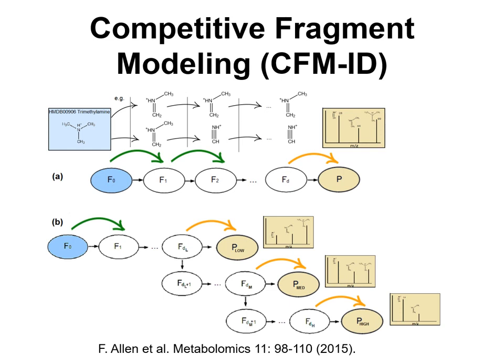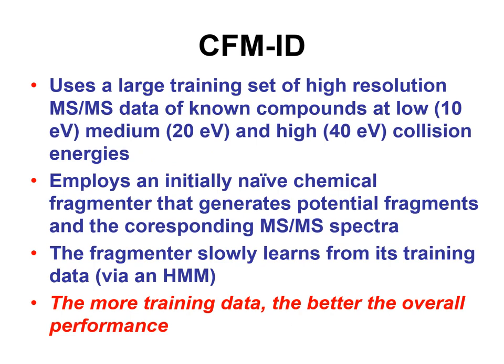My group has spent the last few years developing a number of tools to accurately predict tandem mass spectra, as well as EI or GC-MS spectra. The tool that we've developed is called Competitive Fragment Modeling, or CFM-ID. Now this tool uses machine learning. It's got a training set of high-resolution MS spectra where the collision energies have ranged from low to medium to high.